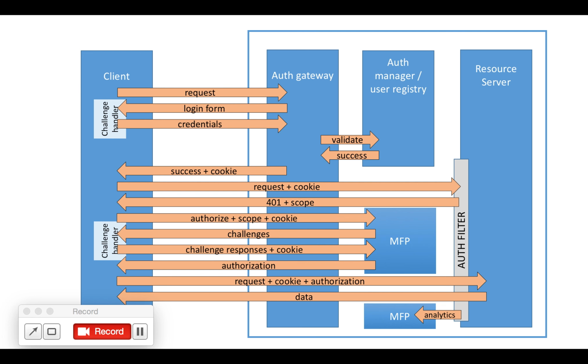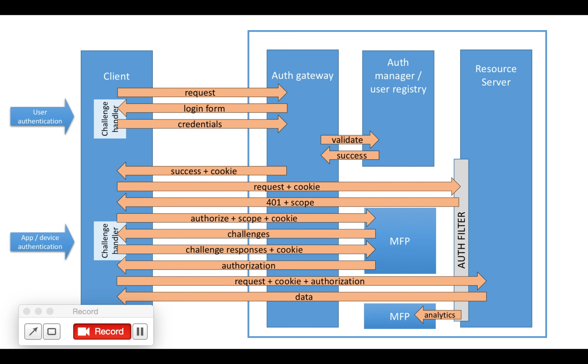So once the authorization header is obtained by the client, it will send the original request again, this time with the authorization header. The authorization filter will parse that authorization header, validate it, and allow the request to go through to the resource server, and the resource server will return data. Okay, so similar to the previous scenario, the authorization filter also knows how to report analytics to the MobileFirst Platform server.